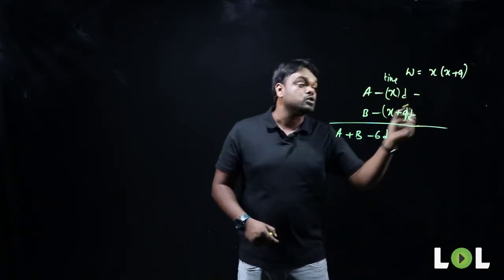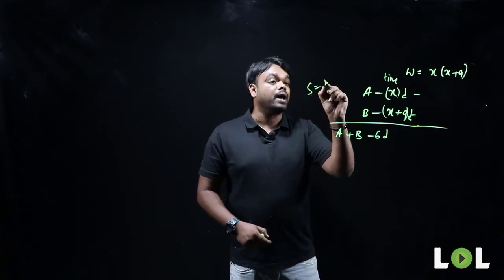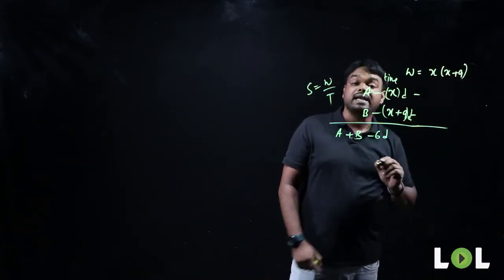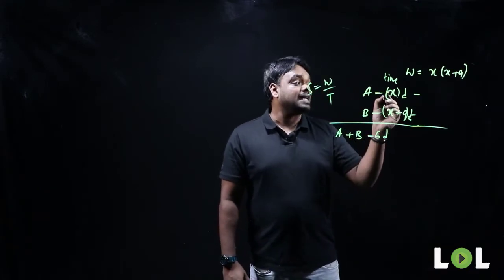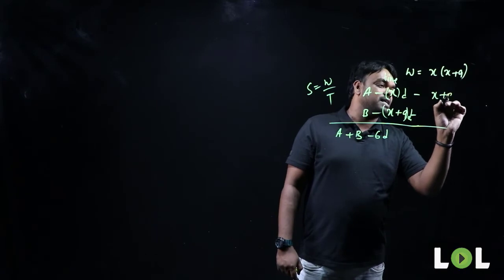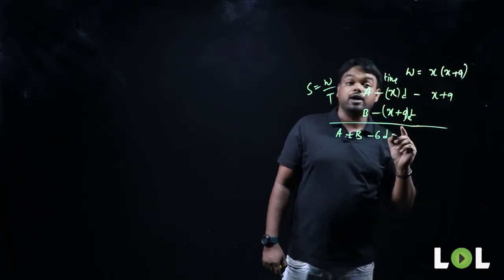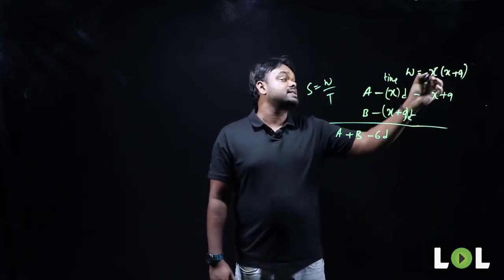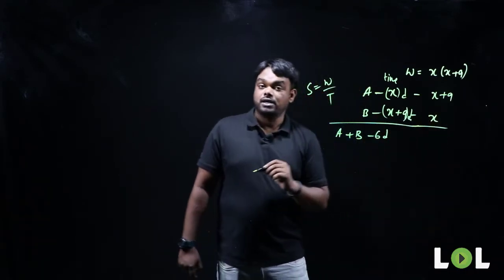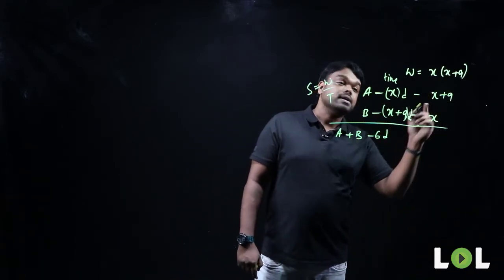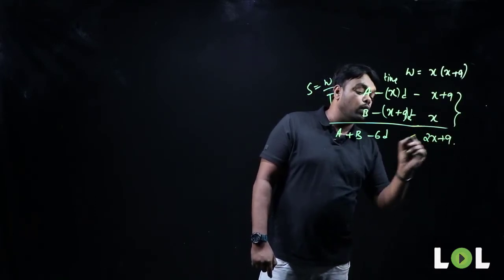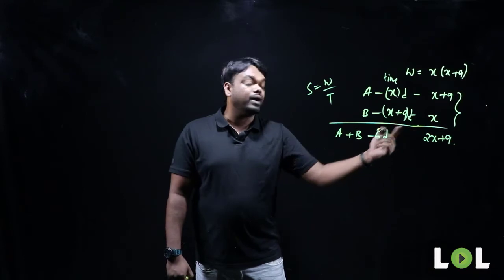अभी निकालना है हमको स्पीड. स्पीड इज इक्वल्स टू वर्क डिवाइडेड बाय टाइम. स्पीड ऑफ ये वर्क X इंटू X प्लस 9 डिवाइडेड बाय टाइम इज X. X इंटू X प्लस 9 डिवाइडेड बाई X क्या मिलेगा? X प्लस 9. और ये A का स्पीड और B का स्पीड क्या होगा? X इंटू X प्लस 9 डिवाइडेड बाई X प्लस 9, तो हमको मिल जाएगा X. तो स्पीड ऑफ A प्लस बी टुगेदर, सम ऑफ दीज टू क्या होगा? 2X प्लस 9. ये हो गया स्पीड ऑफ A प्लस बी.